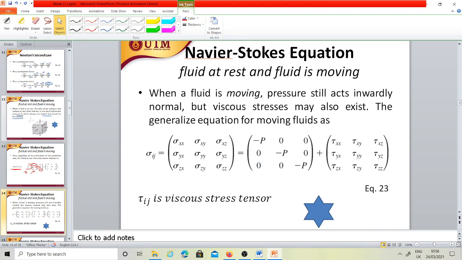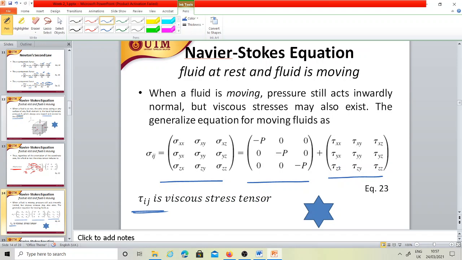And then when we have the fluid moving, we have the stress and the shear stress. So we will have two components: one is the normal component, another one is the shear force. In case of shear, we use tau. So tau xx, xy, xz, tau yx, yy, yz, tau zx, zy, zz. So we have the x component, y component, and z component. This is the normal part, and this is the shear stress part. These are all viscous stress, and we call this the shear stress tensor, okay.